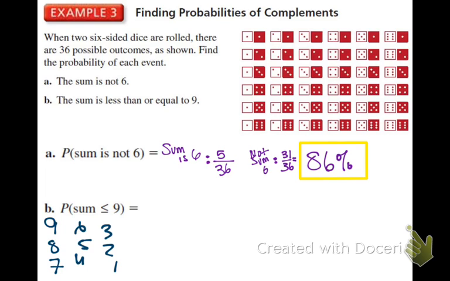So instead of finding all of them that will have the sum of 9, 8, 7, 6, 5, 4, 3, 2, 1, we can find all the ones that are not going to be 9, 8, 7, 6, 5, 4, 3, 2, 1. So we're going to find all the ones that are greater first. Greater than 9. There's still 36 outcomes, so keep that in mind.